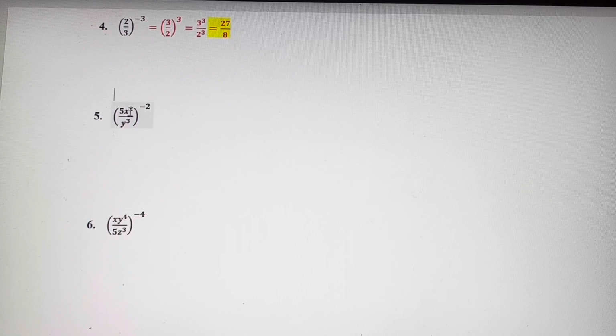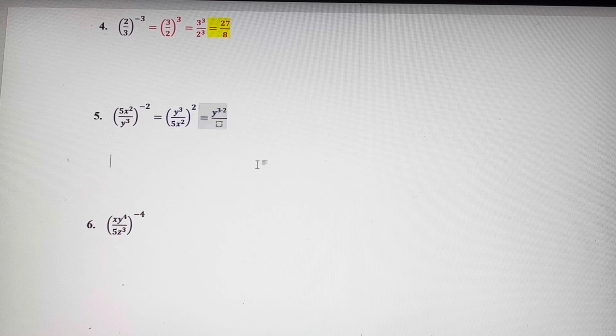Number 5 here. We're going to take the reciprocal of this. It's a little bit more complex than that 2/3, but again, we're just going to flip this fraction, and the exponent -2 will become +2. So y cubed is now in the numerator, 5x squared is now in the denominator. The exponent changed signs, okay?